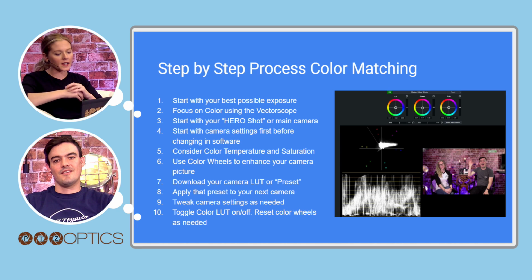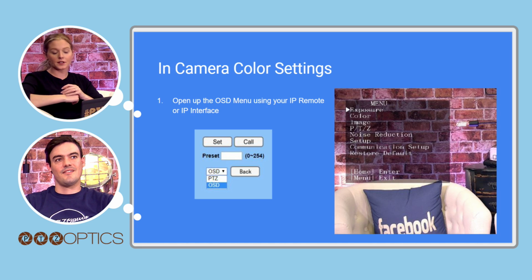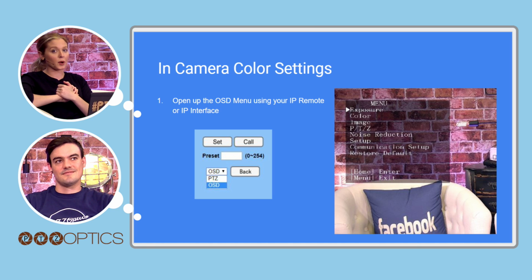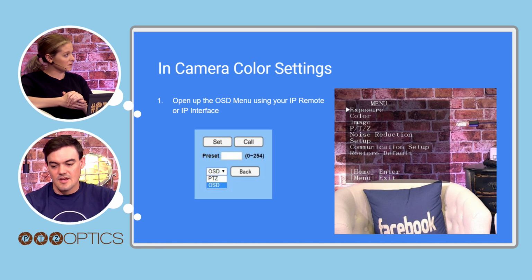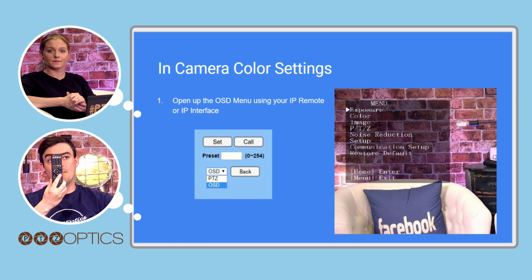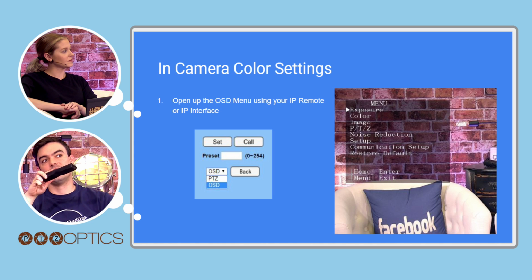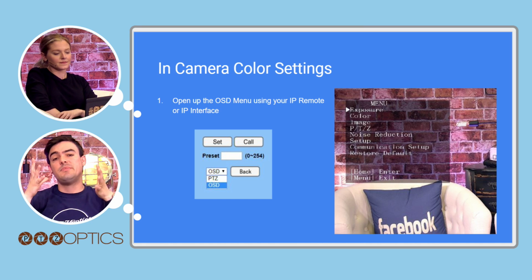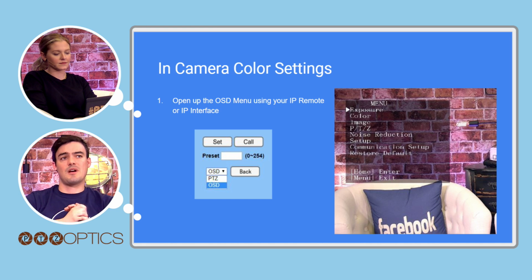If we're moving on, we have some in-camera color settings that we wanted to make sure you guys know about. There is an on-screen display menu on your camera accessible by the IR remote where you can adjust a lot of these settings. Yep, you can use the IR remote by hitting the menu button, or you can go to the IP address of the camera, and in the bottom left you'll see a little drop down that says OSD. That allows you to operate the on-screen display menu. And the exposure mode, you can tweak, but at this point you've probably already got that done.